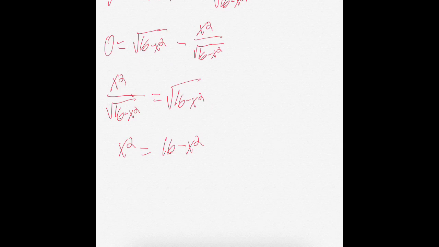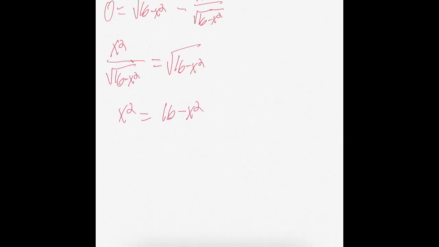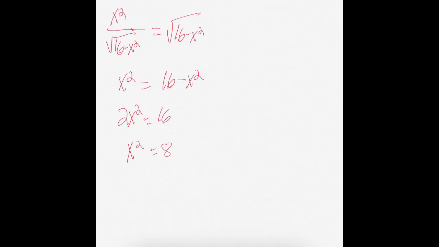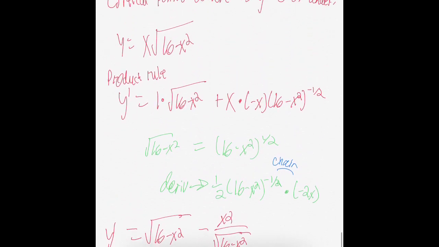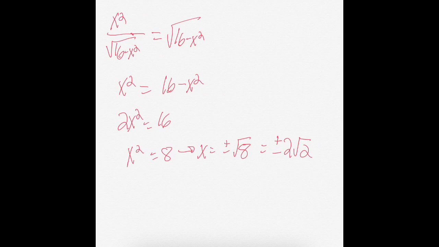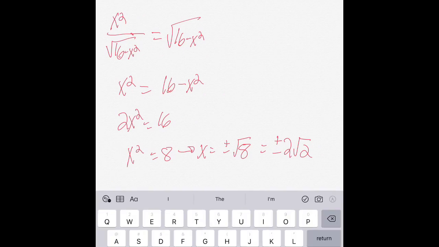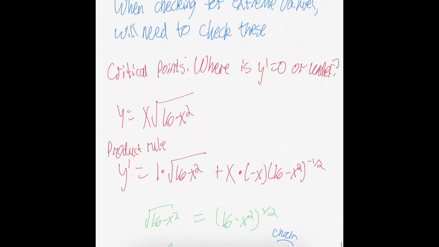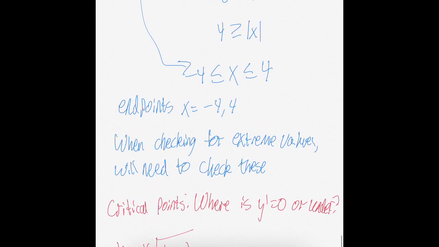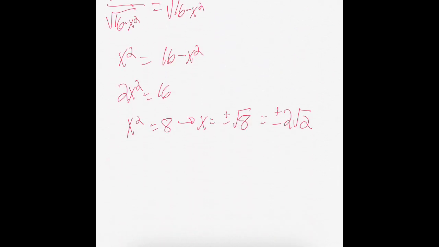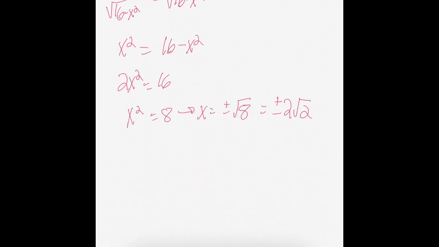Okay, now I'm going to multiply both sides by the square root of 16 minus x squared. On the left, it gets rid of the fraction, and on the right, the radical goes away. So this is the same as 2x squared equals 16, or in other words, x squared equals 8. So x equals plus or minus root 8, or in other words, plus or minus 2 root 2. Okay, so we have these 2 points for x: x equals plus or minus 2 root 2.